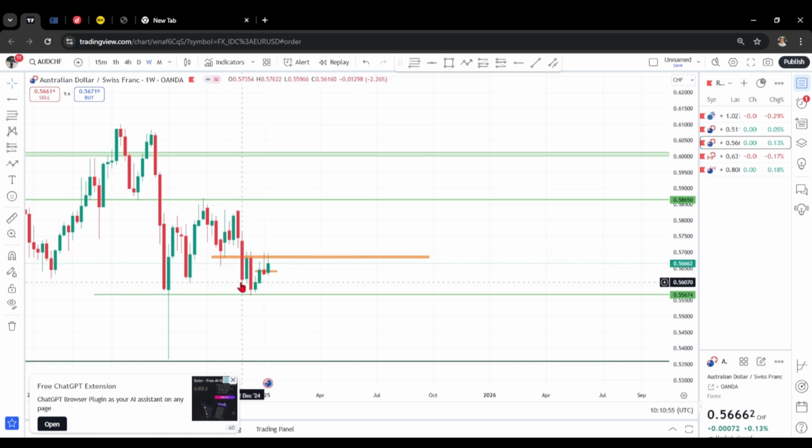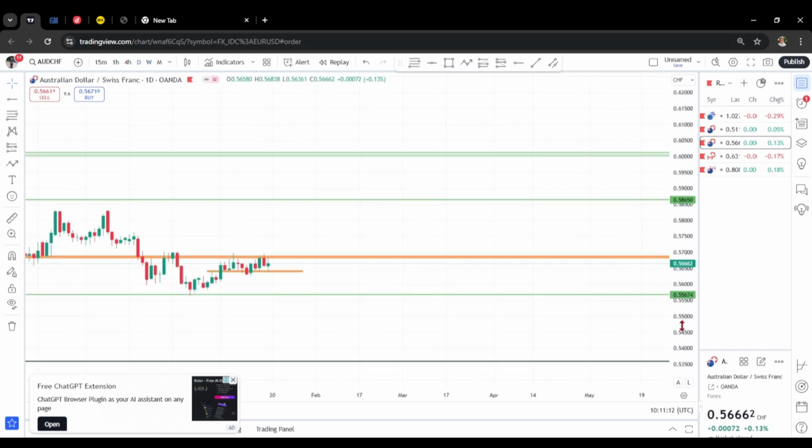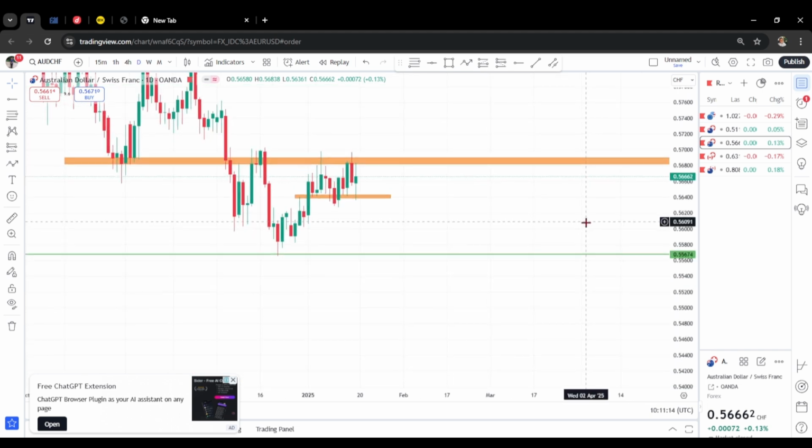Then I scale to the weekly time frame. There was a break and there was a retest on the weekly time frame. So I didn't get to enter here, and there's another break again. Now this market is fully retesting this zone for the second time, and I scale to a daily time frame to check what's happening, and I spotted a chart pattern. This is a double top.